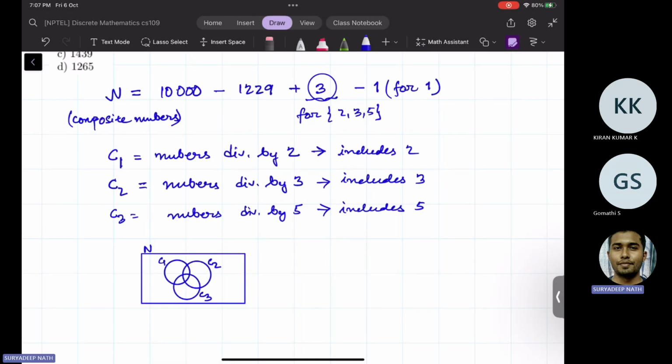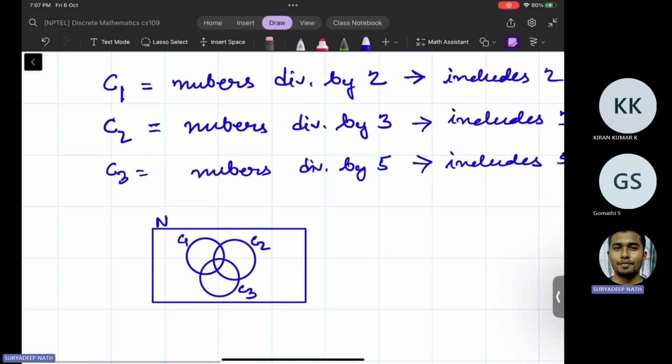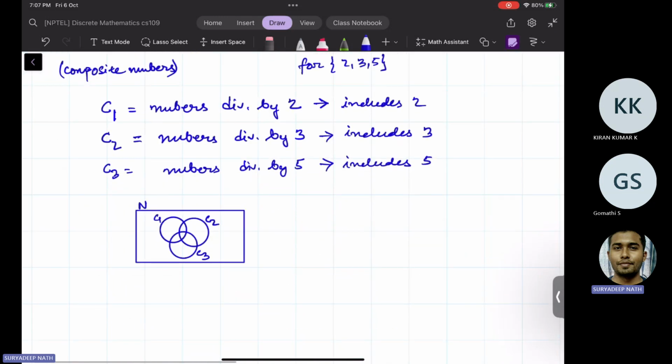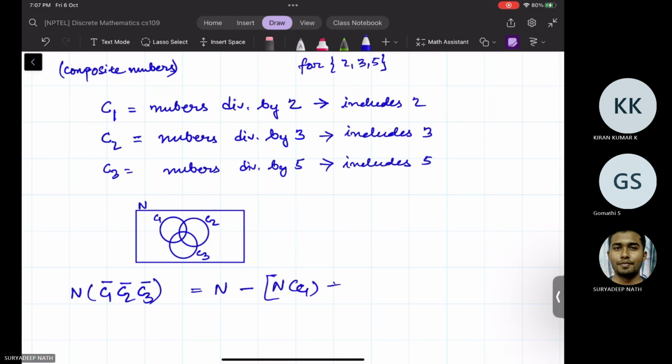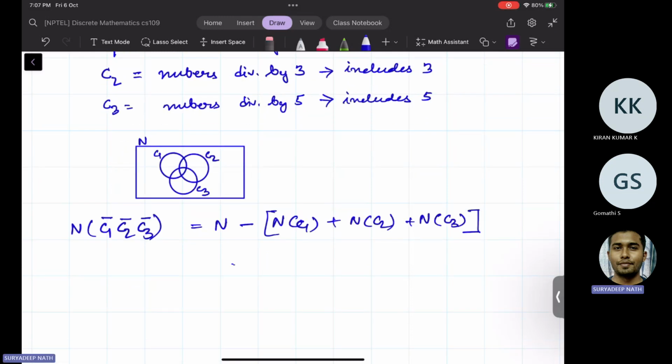And from here, the problem is pretty straightforward. What we have to find out is now n of not C1, not C2, and not C3. So that would be n minus n of C1, n of C2, n of C3. And similarly, we'll have to add the pairs: n of C1 C2, plus n of C2 C3, n of C1 C3.